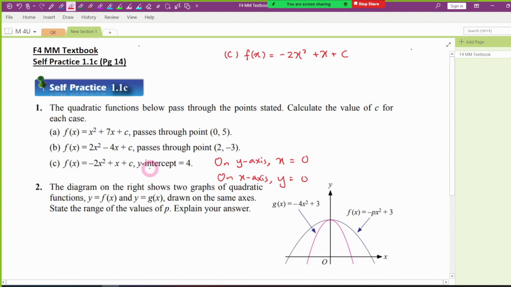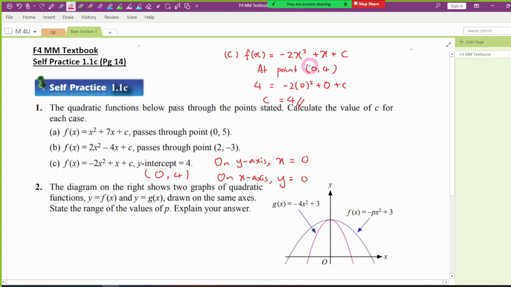Since the question tells you that the y-intercept is equal to 4, then we know the coordinate of this y-intercept is actually 0, 4. Why? On the y-axis, x is equal to 0, right? So what do we need to do? At point 0, 4, the 4, we need to plug in here as the value of y, and x we need to plug in here. Now from here we know c is actually equal to 4.